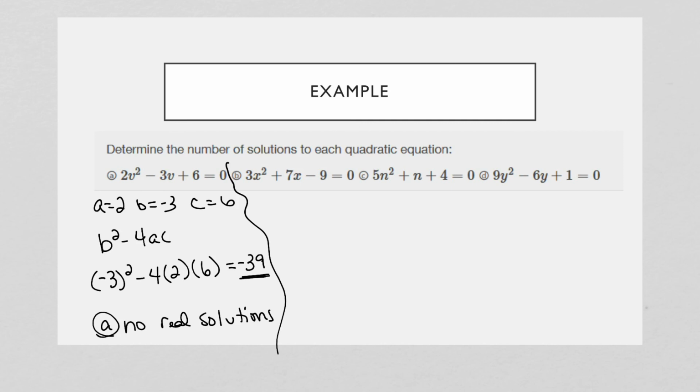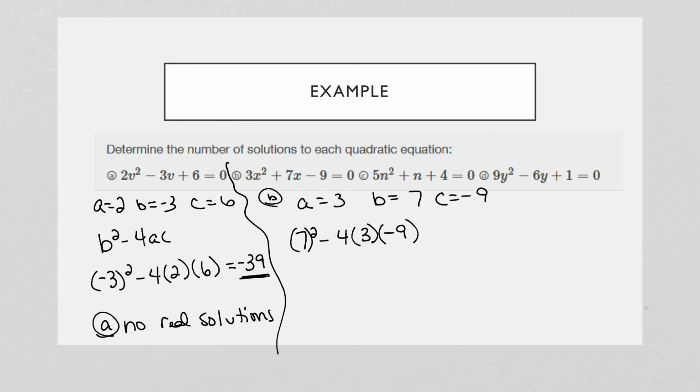Remember, negative means no real solutions. Okay, so that was for A. Let's look at B. So our A is 3, our B is 7, and our C is -9. Okay, let's do B squared minus 4AC again. Why did I not put parentheses around that 7 this time? Because it's positive, it doesn't matter, okay? If your B is a negative number, those parentheses make all the difference in the world. So, yeah, let's get in good habits. Let's put the parentheses. Minus 4 times A times C, okay?